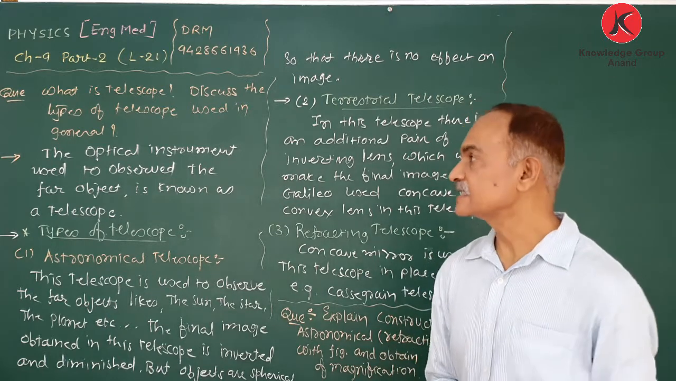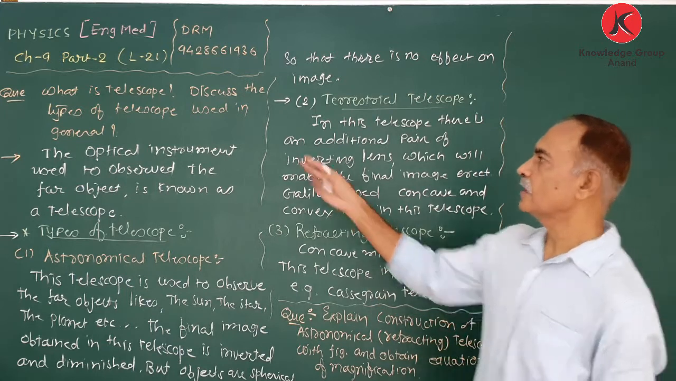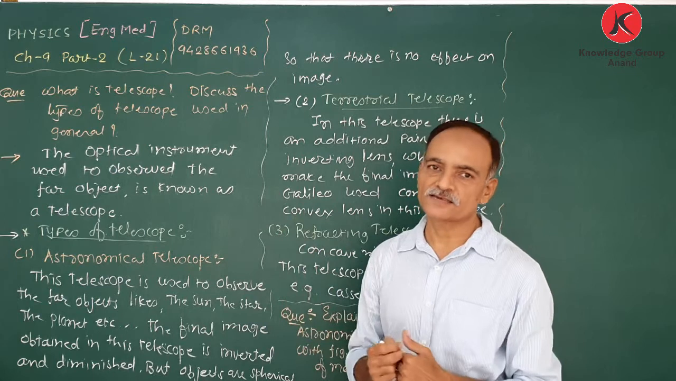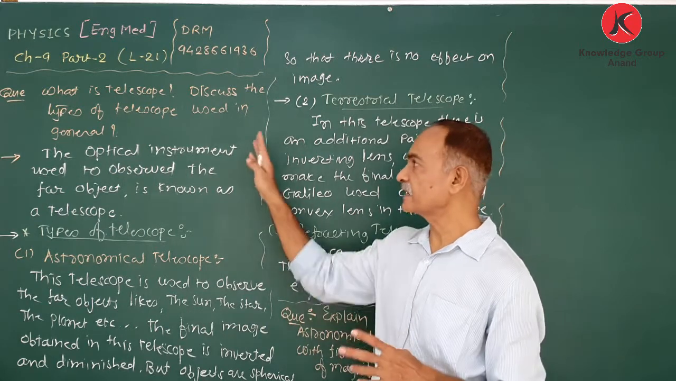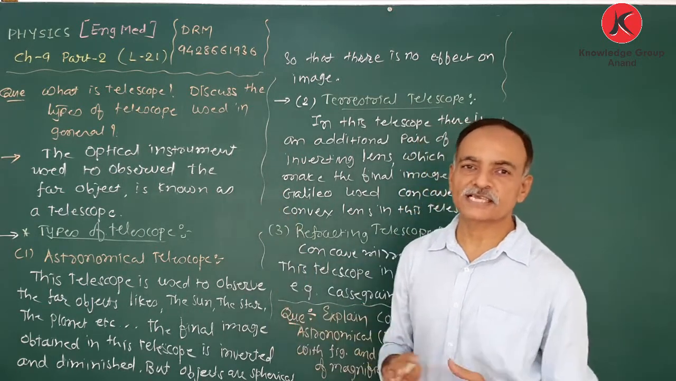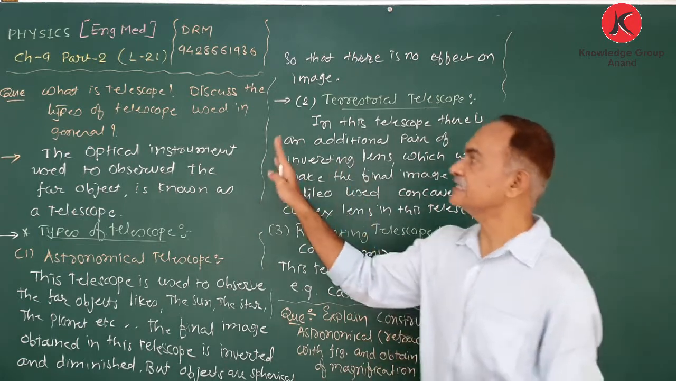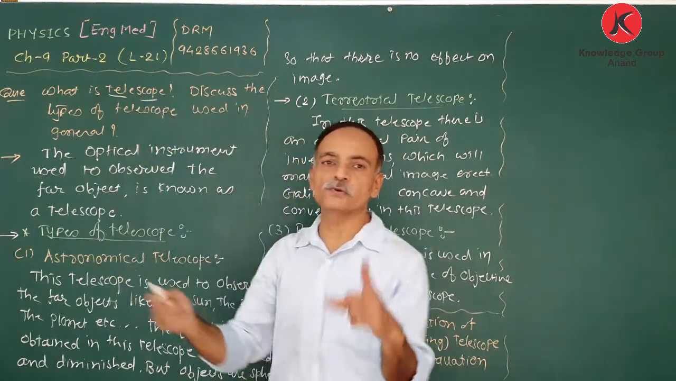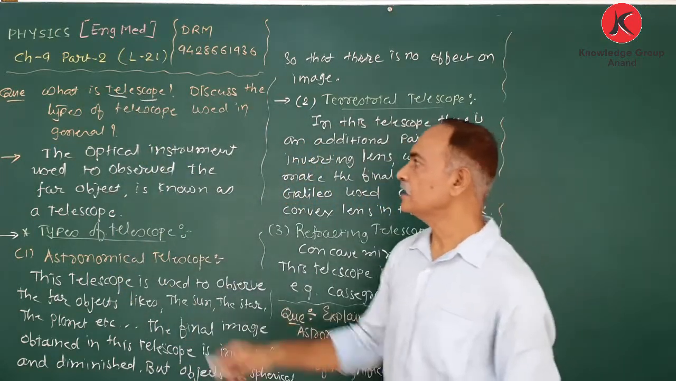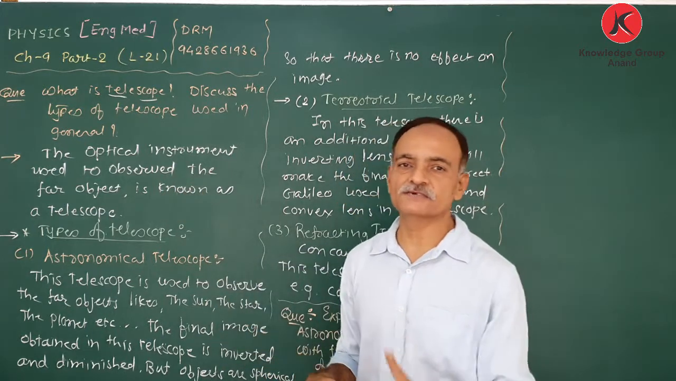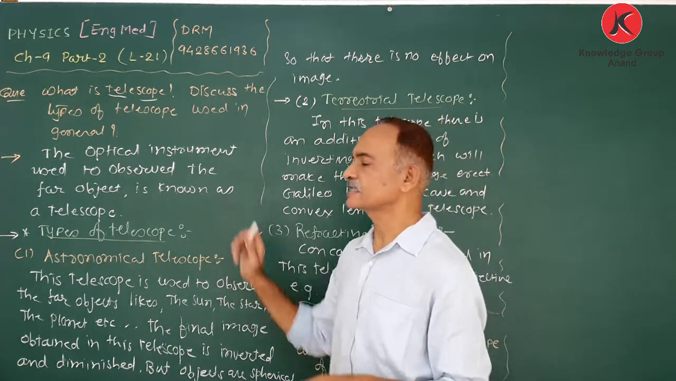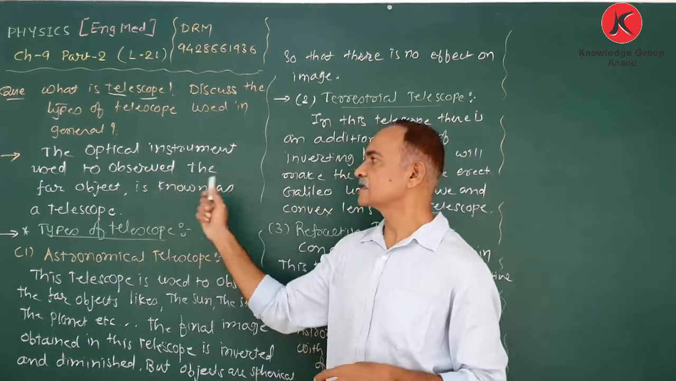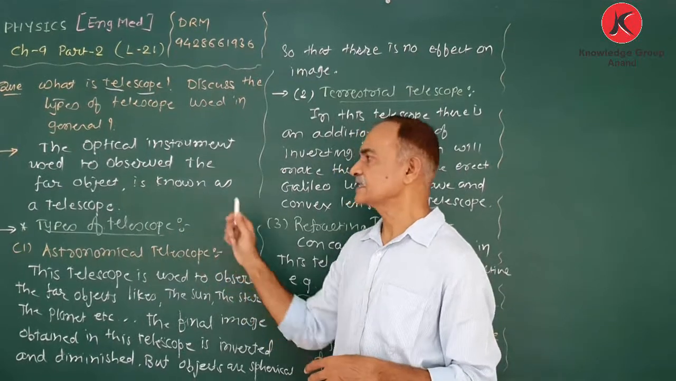Okay, first we discuss the basic concept, what a telescope is, and the types of telescope used in general. Which type of telescope do we generally use? First, what is the telescope? The name telescope: tele means far distance, scope means to view, that means to observe. Therefore, the optical instrument used to observe a far object is known as the telescope.